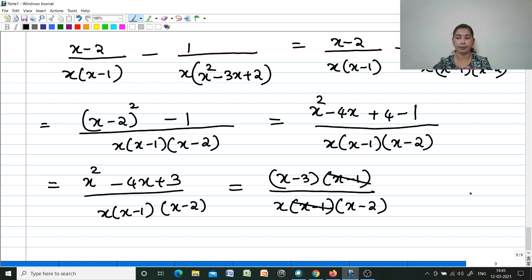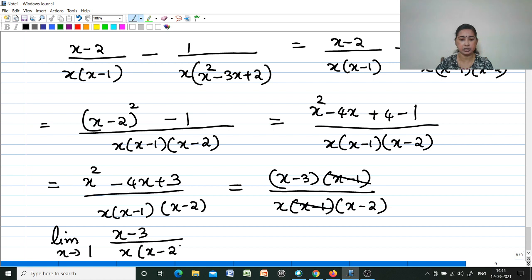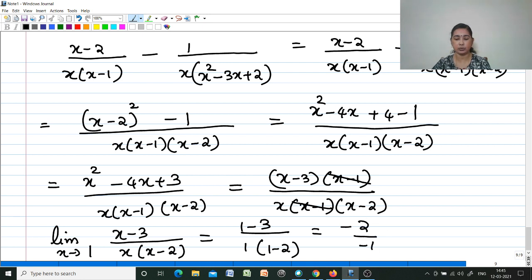Now we have to apply the limit. Here it is given limit x tends to 1. So limit x tends to 1, (x minus 3) divided by x into (x minus 2), is equal to, giving the value of x as 1, (1 minus 3) divided by 1 into (1 minus 2), that is minus 2 by minus 1, and that is equal to 2.